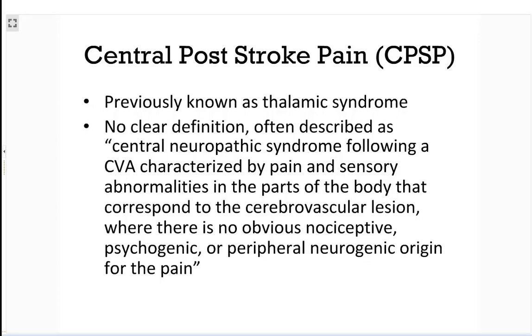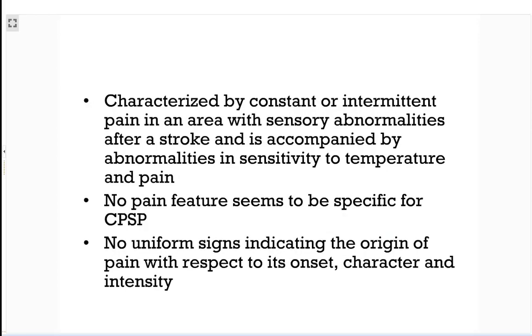It's commonly described along the lines of what I've written there, that it's a central neuropathic syndrome following a stroke or a CVA that's characterised by both pain and sensory abnormalities, in a part of the body that corresponds to the lesion, where there's no obvious nociceptive, psychogenic or peripheral neurogenic origin for the pain. So basically, it's an experience of pain with sensory abnormalities in that area that can't be described by any other cause.